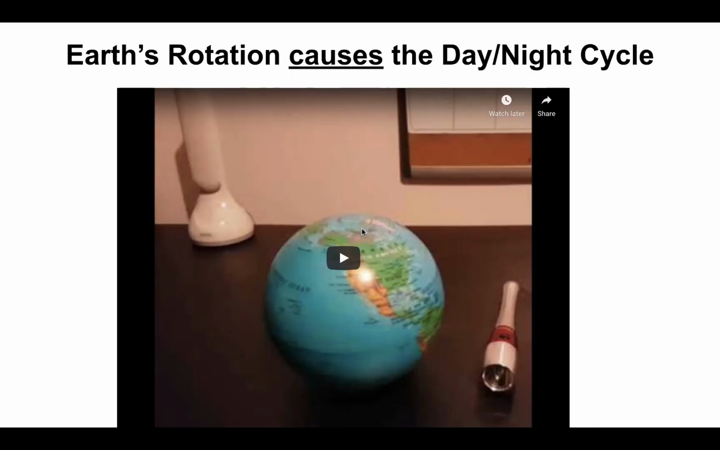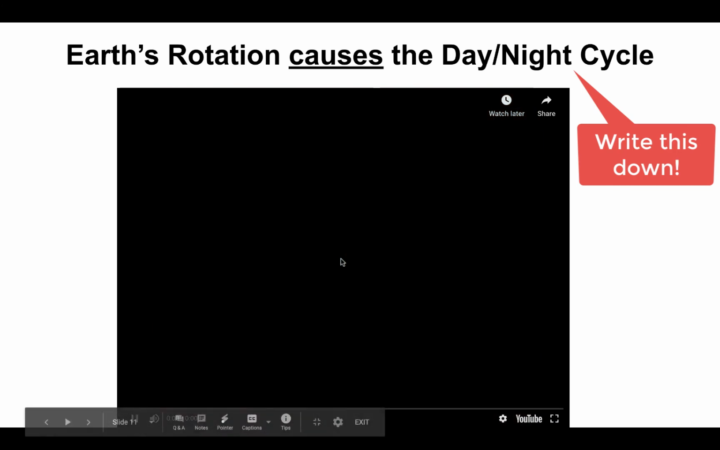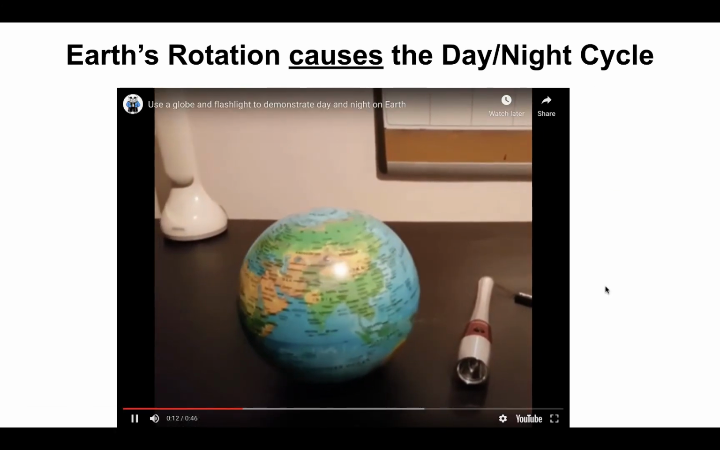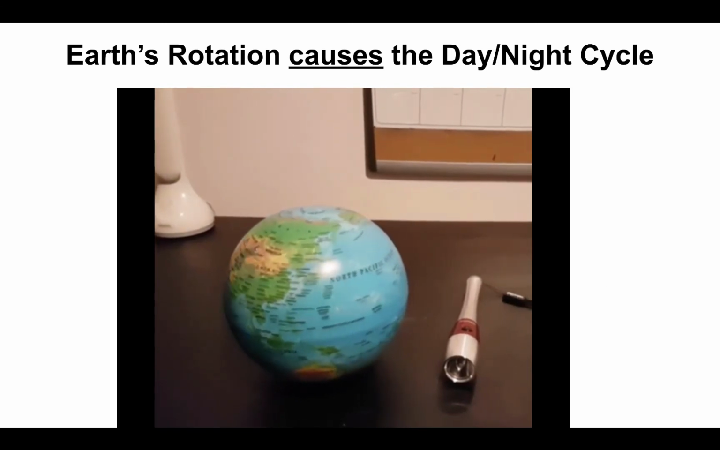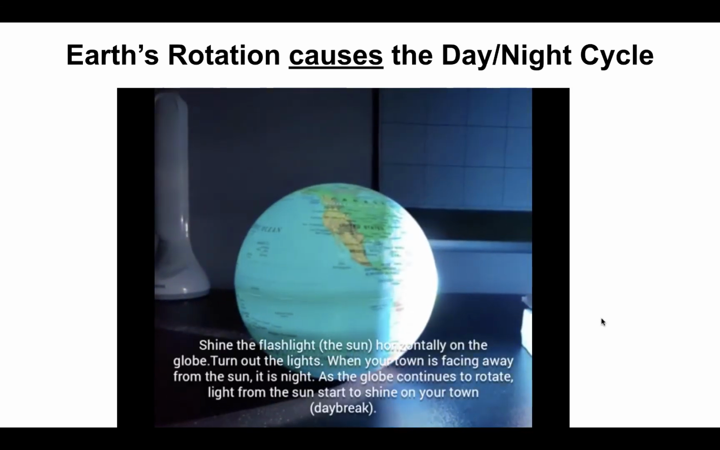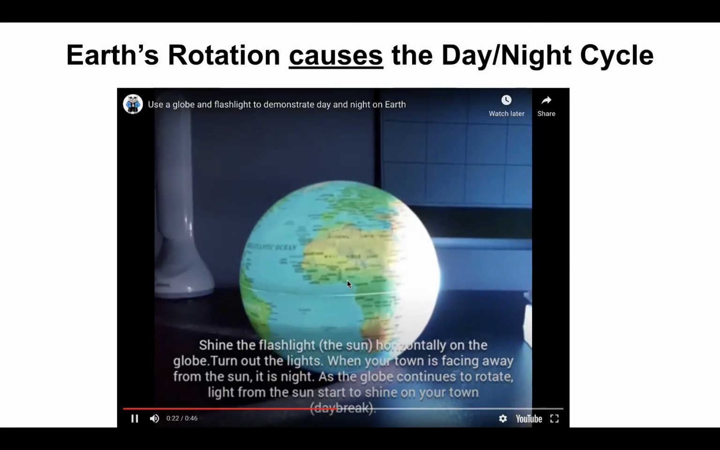So let's see a good example of what I mean when I say that Earth's rotation causes the day and night cycle. It causes us to experience day and night. Let's see this example. Okay, here's a model of a globe. This represents the Earth rotating and spinning on its axis. So here they're shining a flashlight to one side of the globe, just like in real life in space.